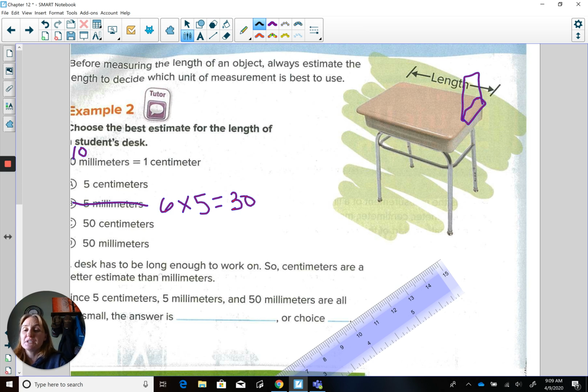What about 50 meters? That would be like taking 50 chairs and lining them all up. Not 50 of them, because 6 pages give us a millimeter. So we're looking at millimeters again. Would that be the best measurement to measure your desk?